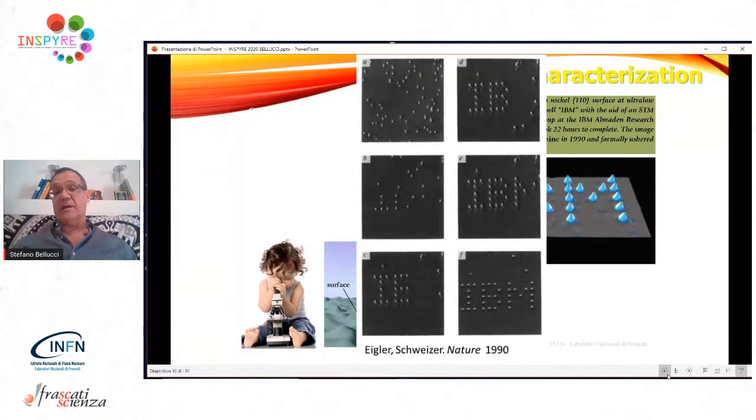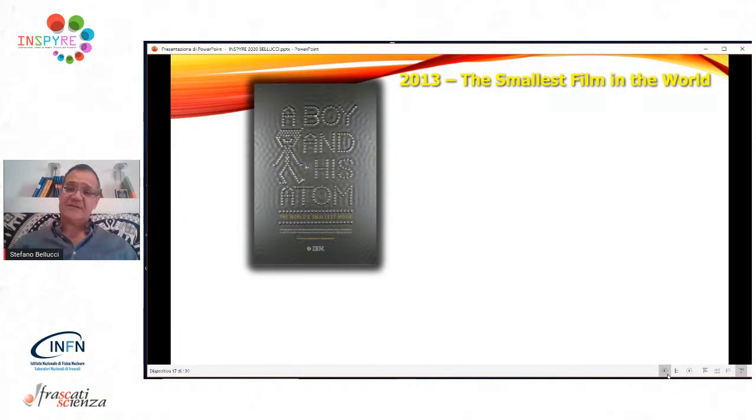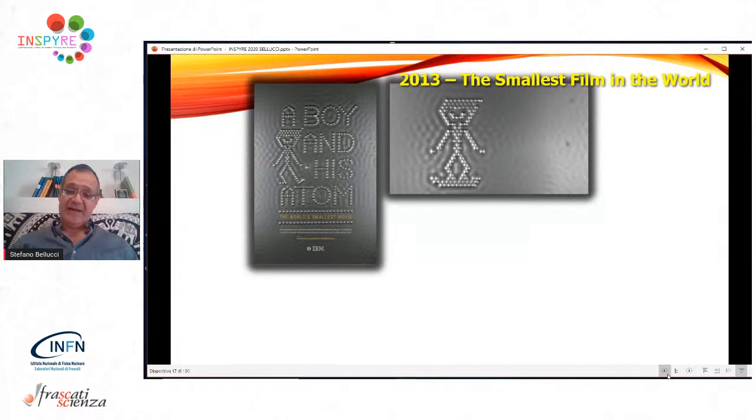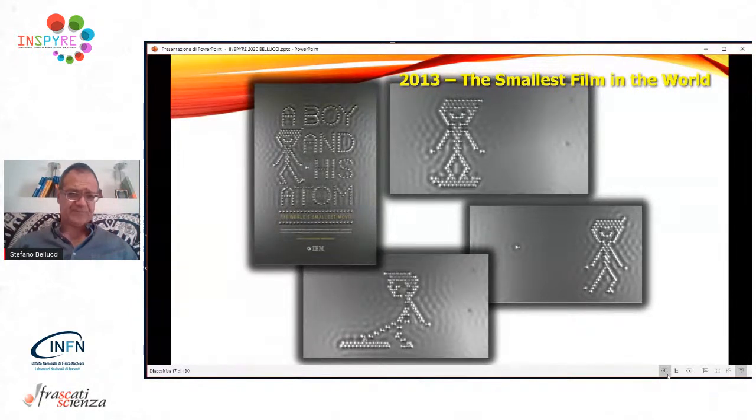Here you see how the film, the IBM, was made. IBM was written starting from a disordered assembly of atoms and then progressively ordering them using an STM, about 22 hours. Another curiosity, in 2013, the smallest film in the world was realized. I challenge you to make a film that is smaller than that. It's entitled A Boy and His Atom. It was made again at IBM. And you see a boy made of atoms. In this case, it's again silicon atoms on some substrate, but I'm not sure. And here an atom is coming and the boy is playing successfully.